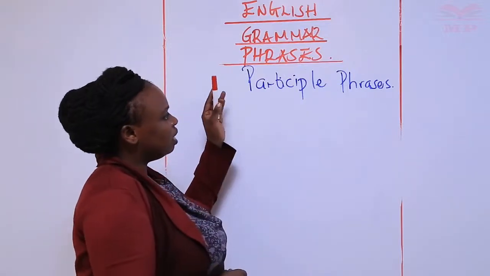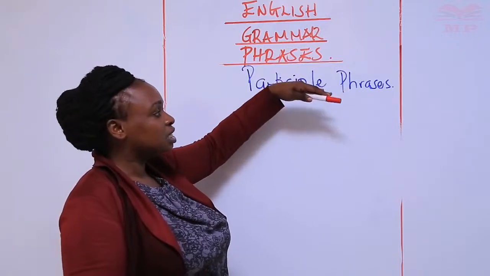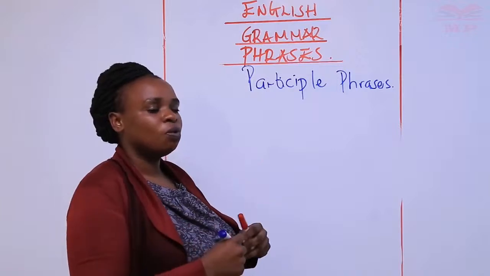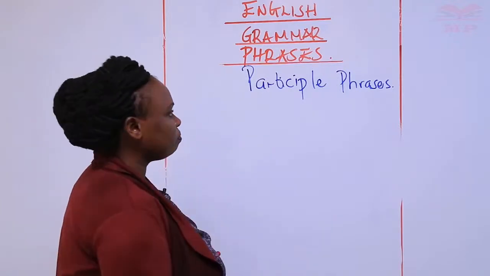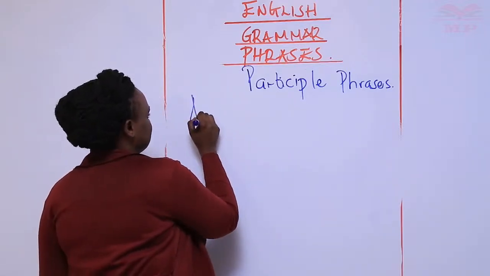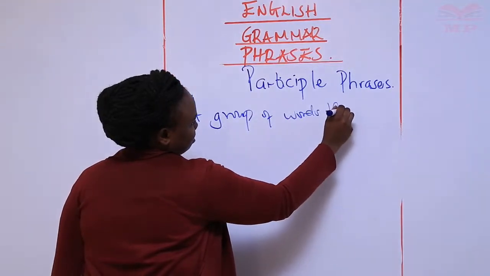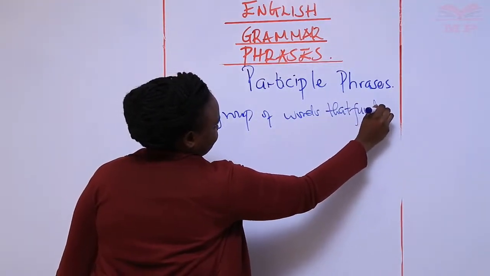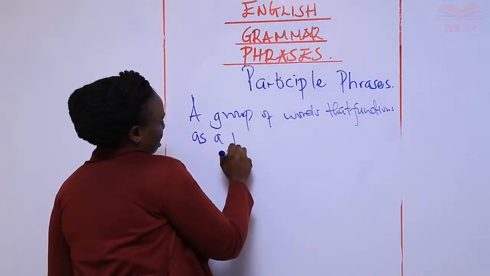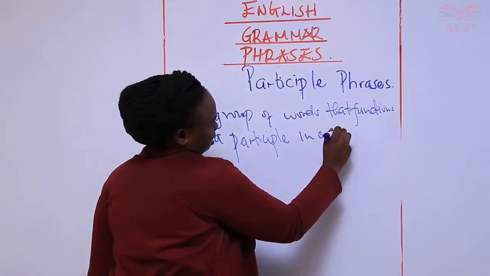So today we're looking at another group of words, participle phrases. It will be the same thing. But before we go to participle phrases, we need to remind ourselves what a participle is. Because for it to function as a participle phrase, it must be a group of words. So I can just say it is a group of words that functions as a participle in a sentence.